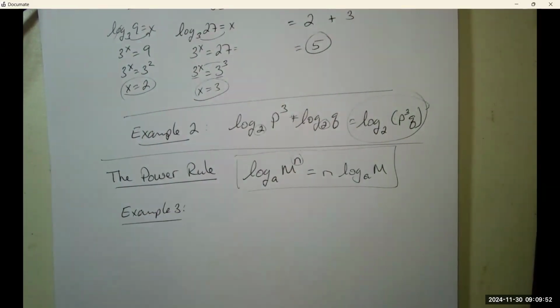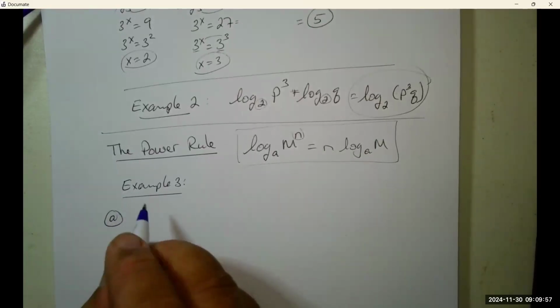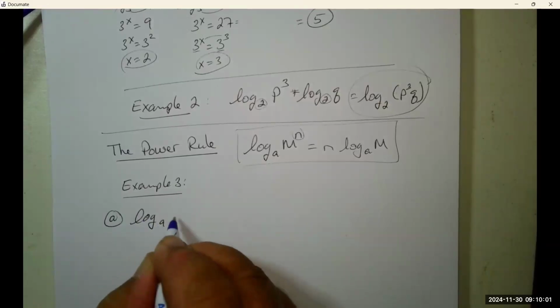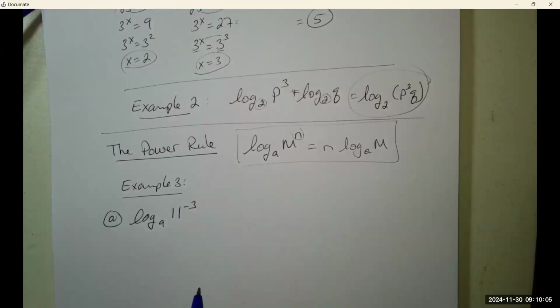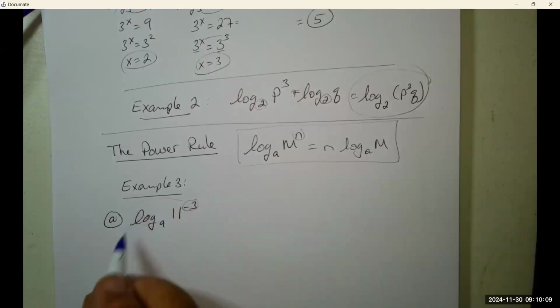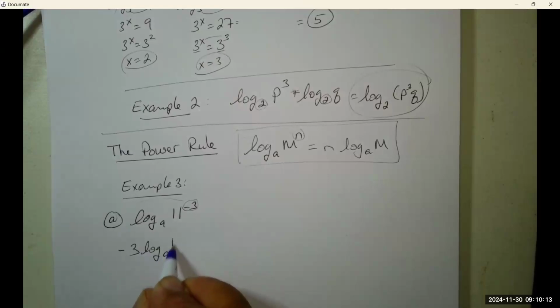Example 3. Example 3 here is log base a of 11 to the power negative 3. There's an exponent, so bring it out in front. So it's negative 3 log base a of 11.